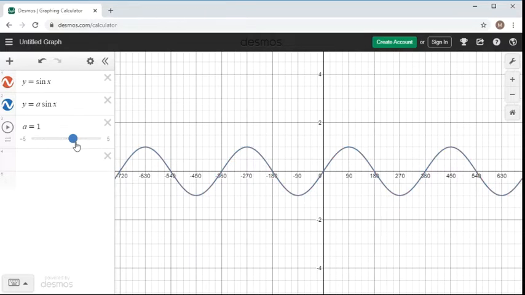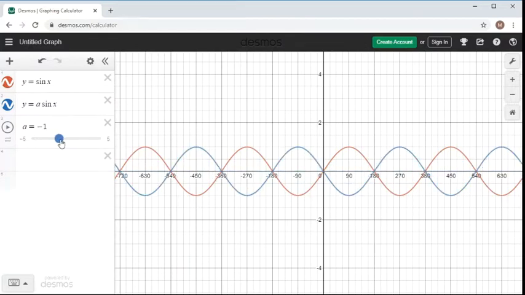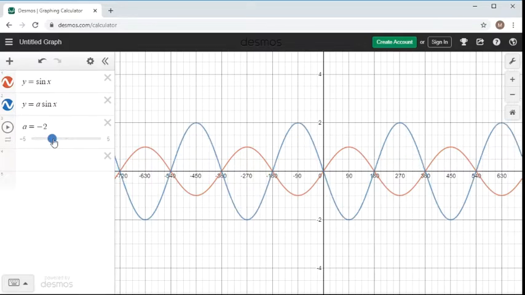Now, what happens if we make this a negative value? As you can see, when a becomes negative, for example, this a becomes -1, we have a reflection over the x-axis. And if I make it -2, we have a reflection over the x-axis. We also have the amplitude being doubled.